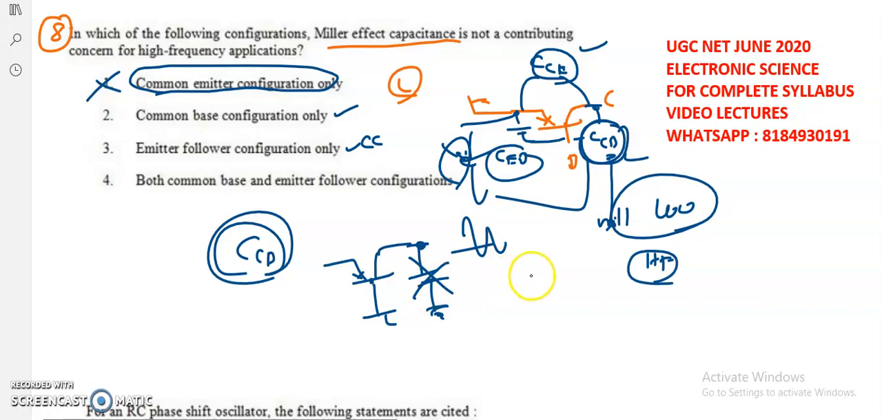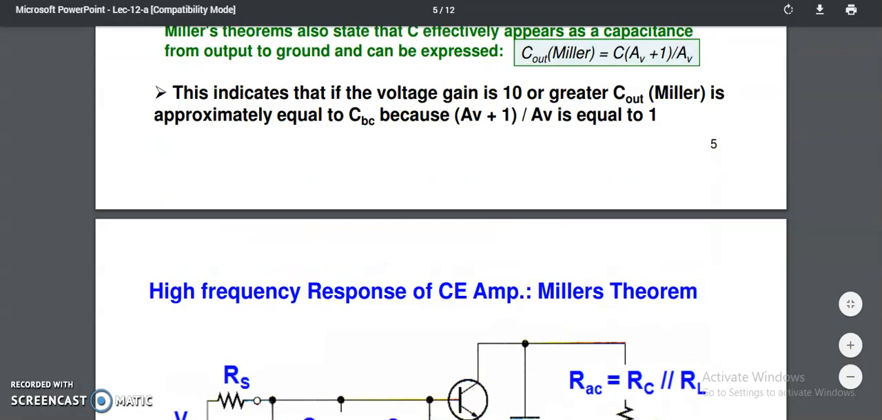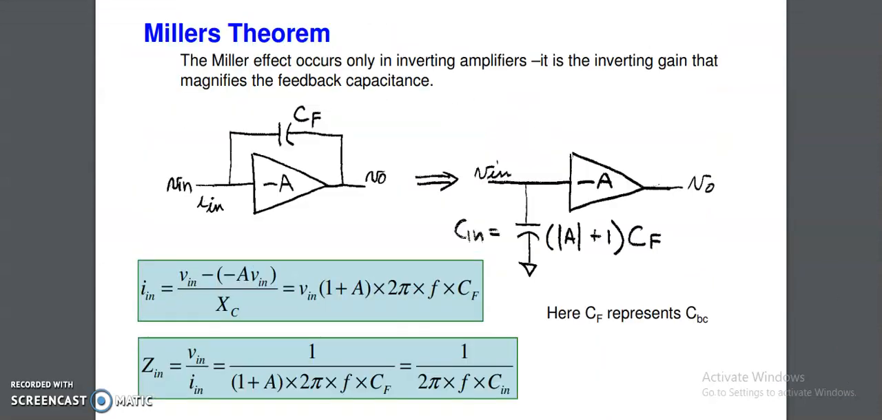And if you take the common collector configuration, the collector terminal is grounded. That means in this capacitance, the collector terminal is grounded. So whenever the collector terminal is grounded, this part of the capacitor is grounded. Then it won't show any type of impact. Why? Because it won't create a feedback system. Whenever one terminal of CCB is grounded, it won't create any kind of feedback system, just like in the common emitter configuration.